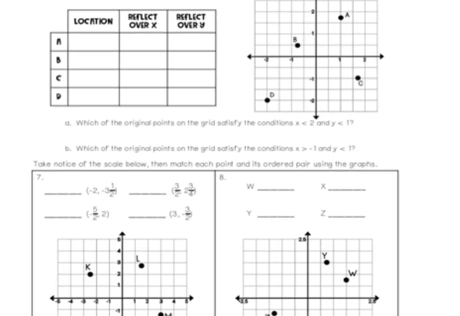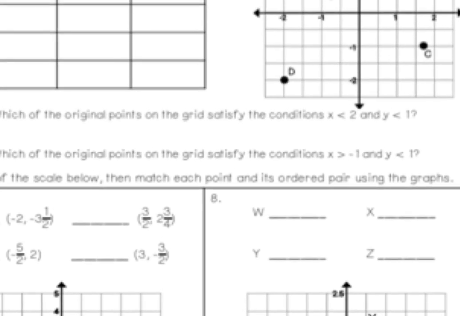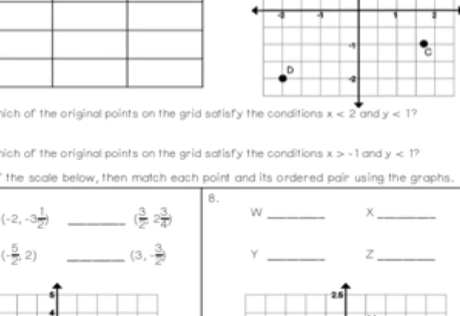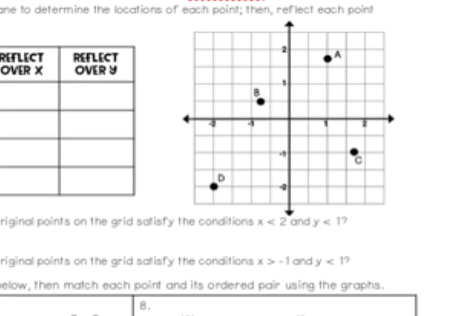What I told you yesterday, though, these questions A and B, I told you to skip them. I want to go over what you are supposed to do on these, and then you can go back in and answer these. So question A says, which of the original points on the grid satisfies the conditions x is less than 2 and y is less than 1? So basically what that's looking for you to do is look at this original graph. We're looking for points that have an x value less than 2 and a y value less than 1.